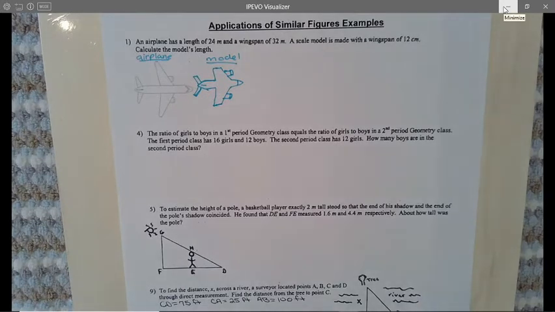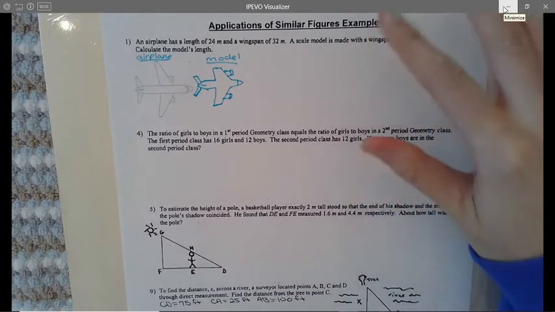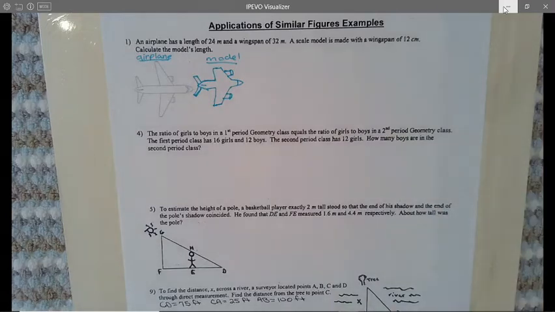Hi everyone, today we're going to learn how to apply everything we've been talking about in relation to similar figures. This section is really neat because you're going to see how we actually use similar figures and proportions and ratios in the real world to calculate things. This is very applicable to the real world, which is really neat in my opinion.